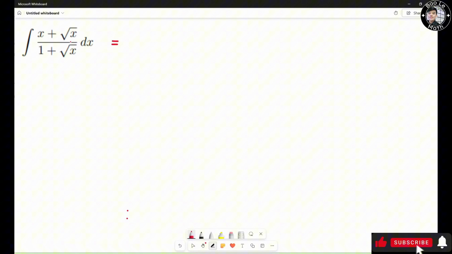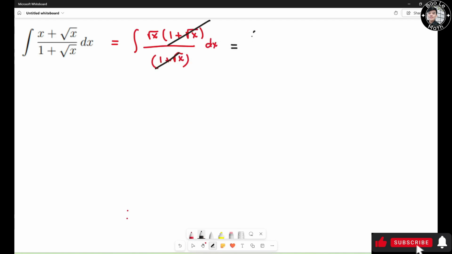Now, observe that in the top you can factor square root of s out, so it turns out to be the antiderivative of square root of s times 1 plus square root of s over 1 plus square root of s. Now this factor and this factor cancel out. So it turns out to be the antiderivative of square root of s, right?